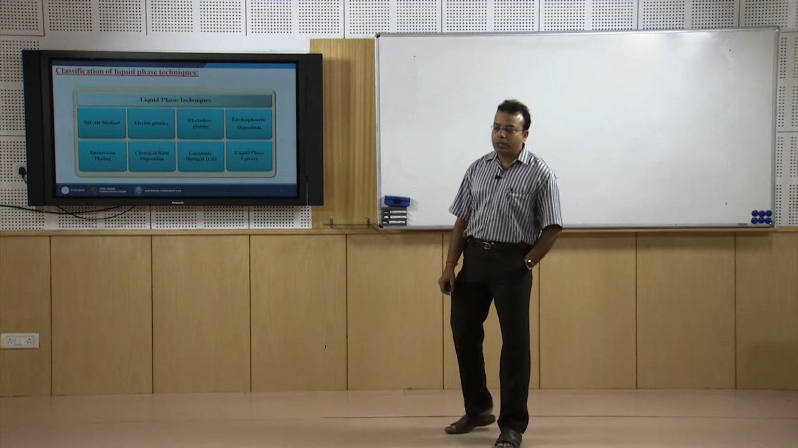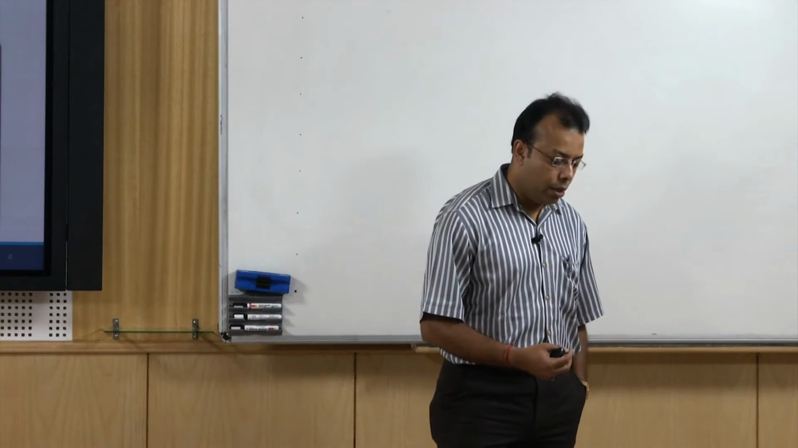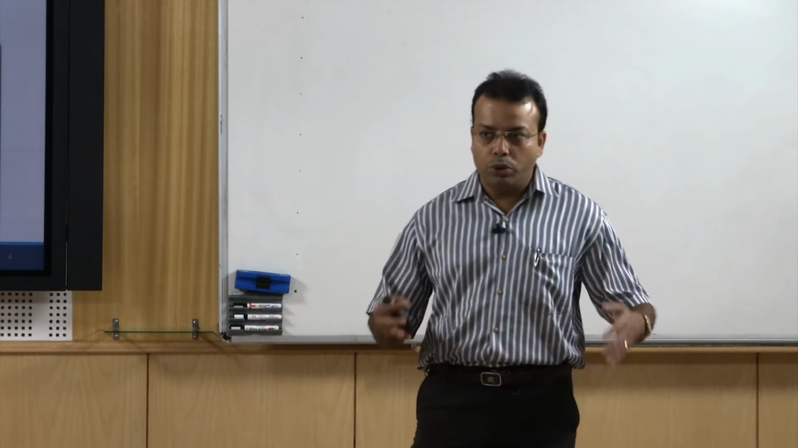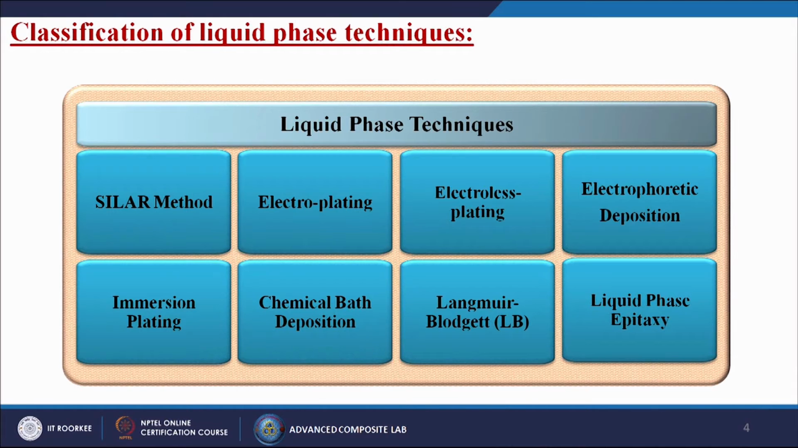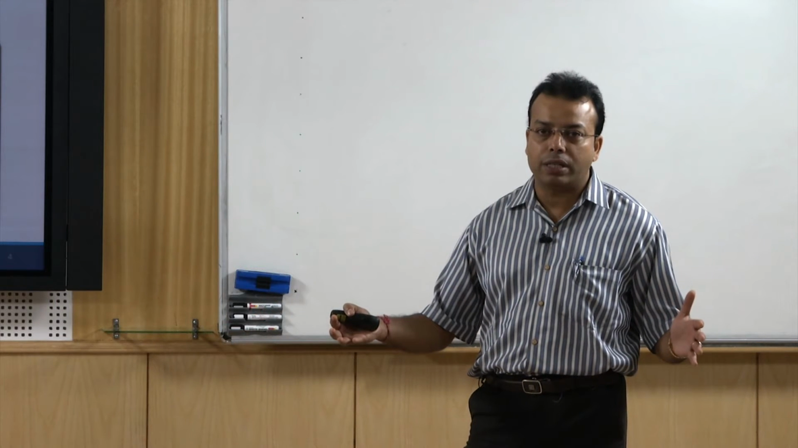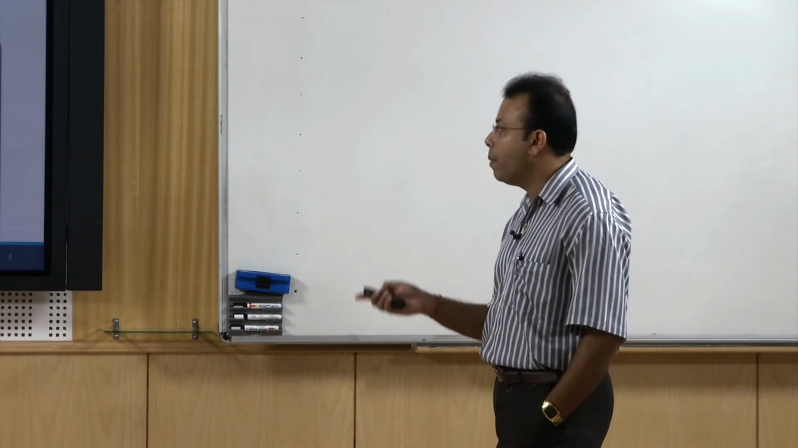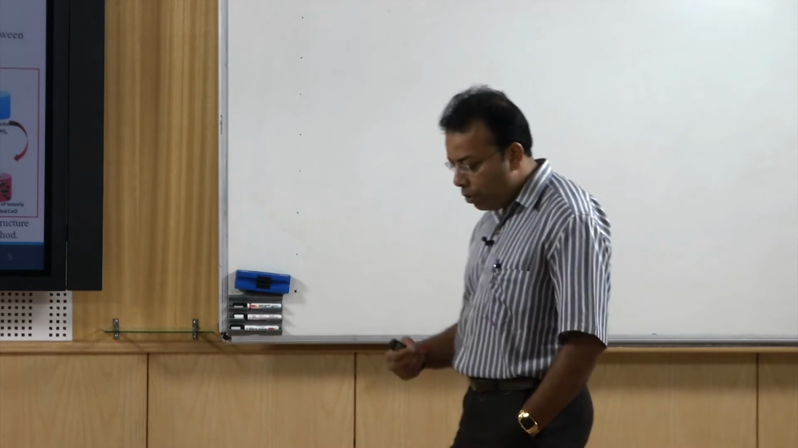So, now we are going to discuss these liquid deposition methods in more detail. Here we can see that there are a total of 8 methods or techniques that we can apply for these liquid phase techniques. The first one is the SILAR method, then electroplating, electroless plating, electrophoretic deposition, liquid phase epitaxy, Langmuir-Blodgett, chemical bath deposition and immersion plating. So, there are a total of 8 modification techniques available for this particular purpose. First, we will go into the details one by one.